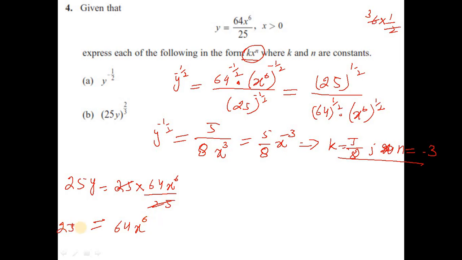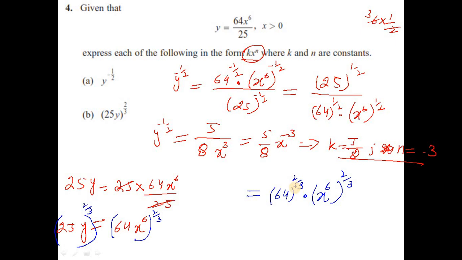This is your 25y. Now you need to find 25y whole to the power 2 by 3, so you can take power 2 by 3. After this, only on the right-hand side you can separate the power 2 by 3 on both the 64 and the x to the power 6, so you can write 64 whole power 2 by 3 into x to the power 6 whole power 2 by 3.